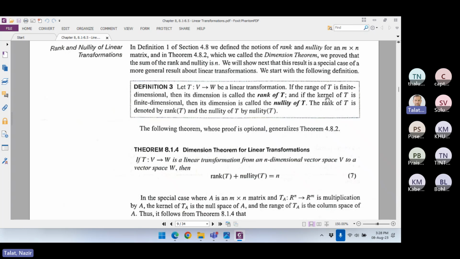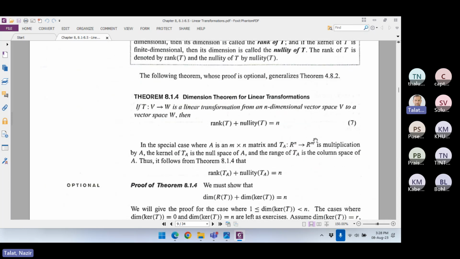Like range of T, the dimension of the kernel of T is called nullity, because range of T is a subspace, and kernel of T is also a subspace. In the finite dimensional case, it must have a dimension, and in that case it's called the rank of T and nullity of T respectively, when the range of T is finite dimensional and kernel of T is also finite dimensional.